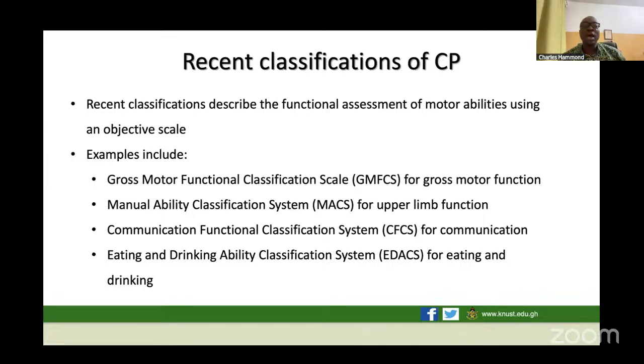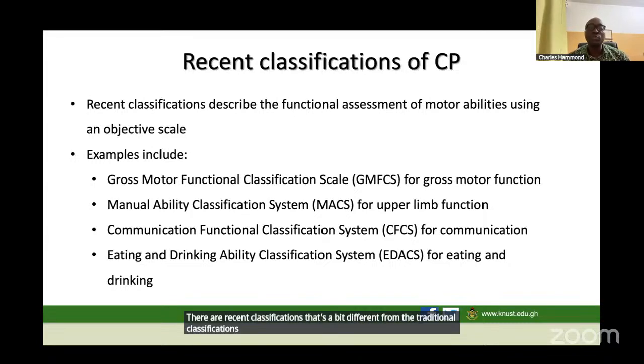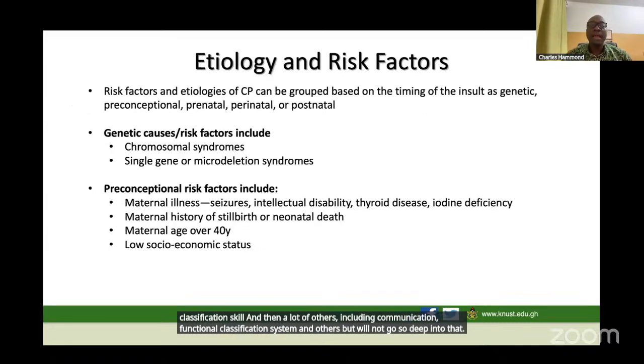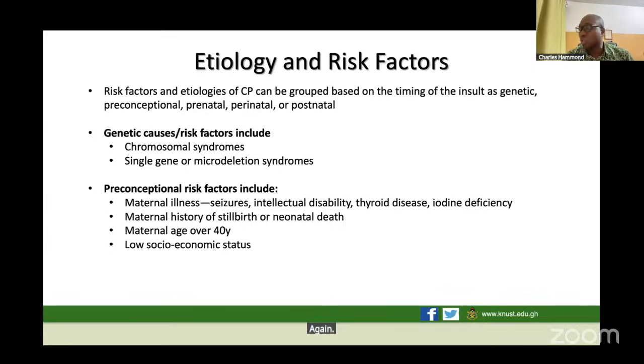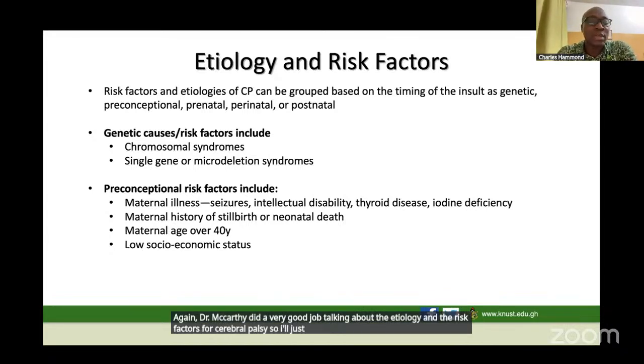There are recent classifications that are a bit different from the traditional classifications. Some of them will use the gross motor functional classification scale, and then a lot of others, including the communication functional classification system and others, but we will not go so deep into that. Again, Dr. McCarthy did a very good job talking about the etiology and the risk factors for cerebral palsy. So I'll just touch on them briefly, and then we can concentrate on the management.